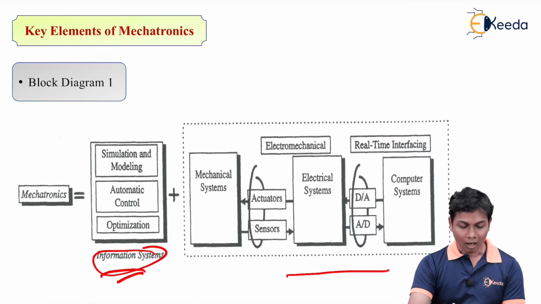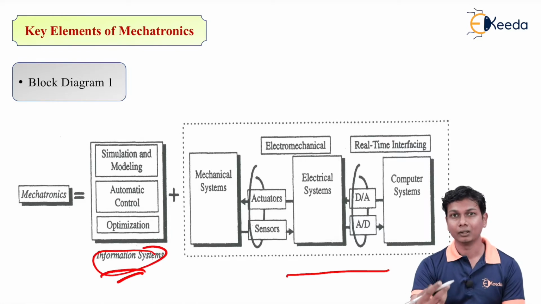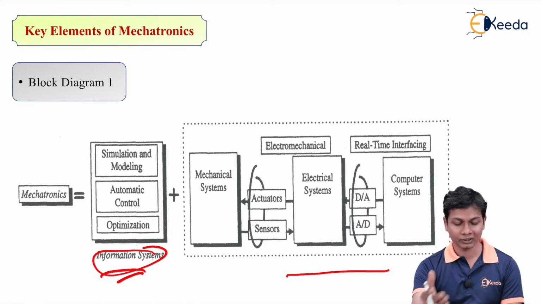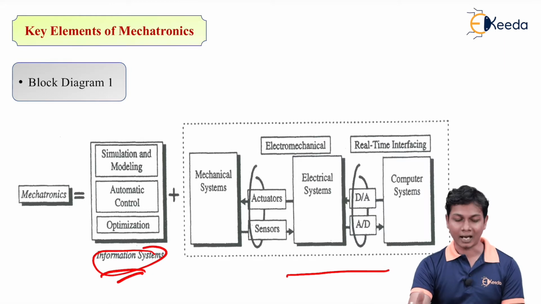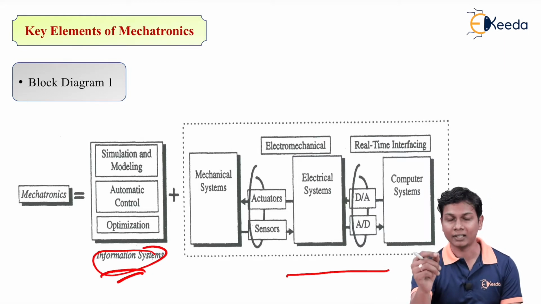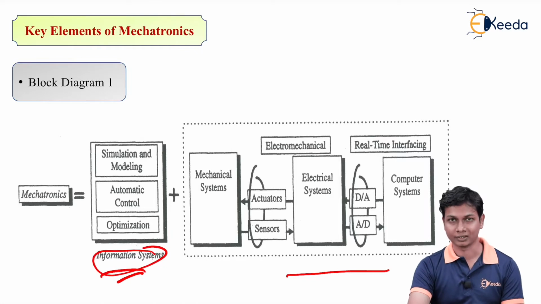So, what about the information systems? Depending upon the customer requirement, we make the software using simulation and modeling. After that, it will be implemented in this electromechanical part, and that is a general idea of the key elements of mechatronics.